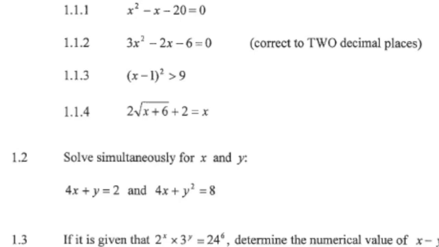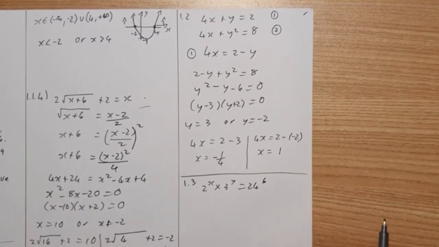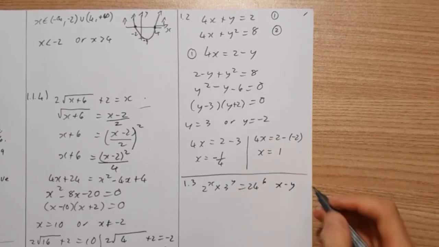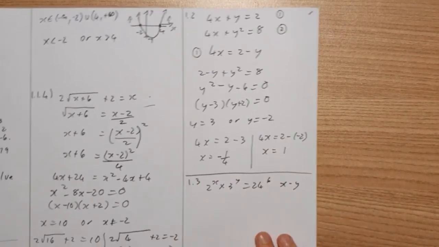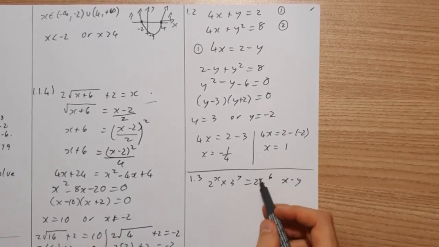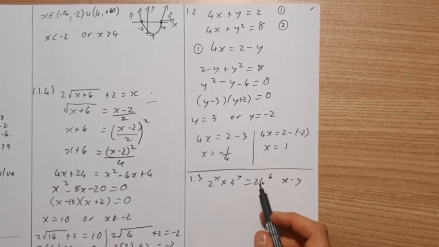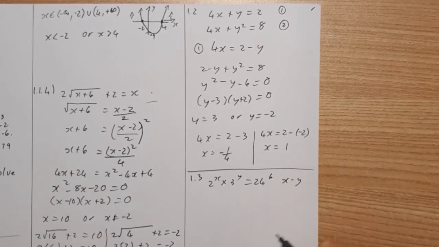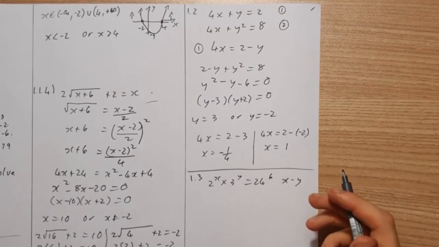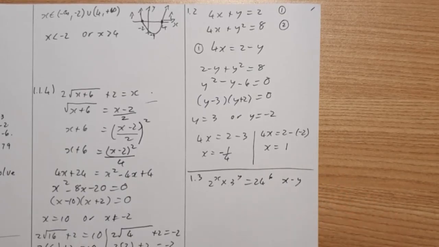Okay. So 1.3 is dealing with our exponents. So we have 2 to the x multiplied by 3 to the y, okay, equals 24 to the 6. And now they're asking us to solve for x. What is the value of x minus y? Okay, so I've written it down over here. So let's have a look. How can we break 24 up to get 2 times 3? Well, we know that 24 is 6 times 4, or we can have it as, let's see, 12 times 2.